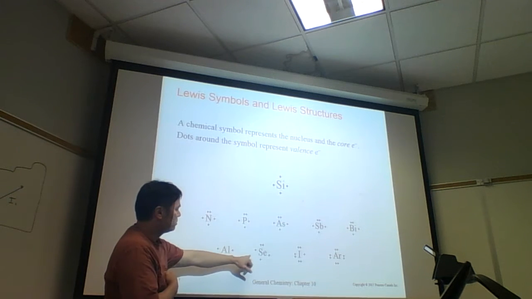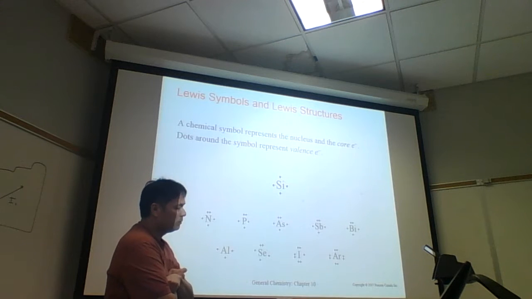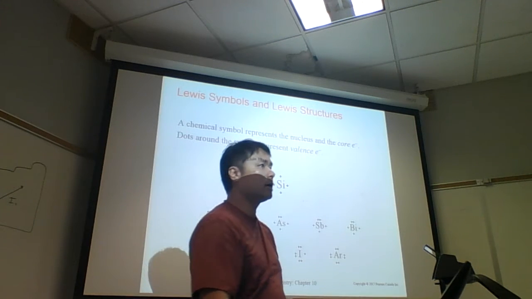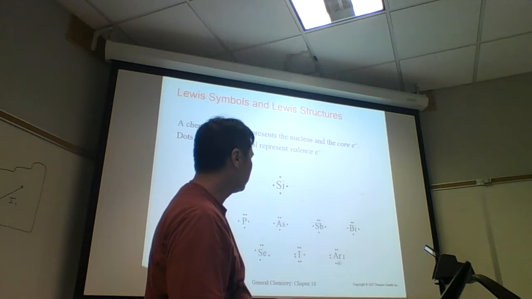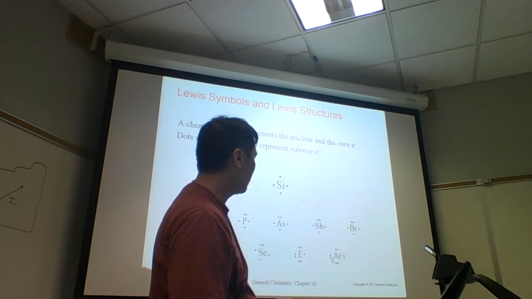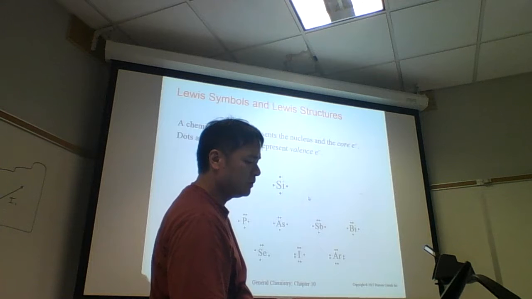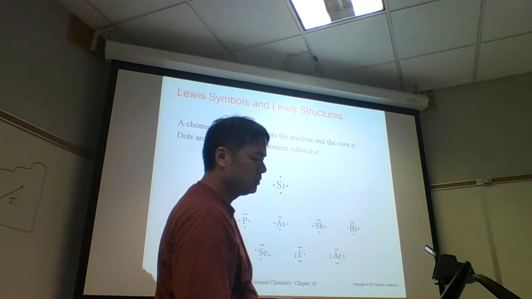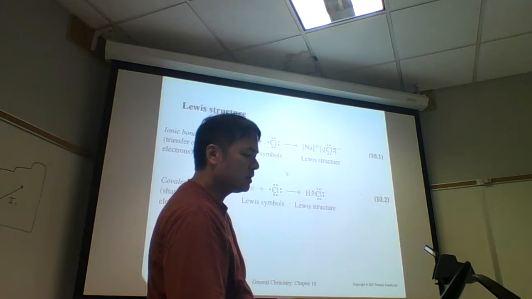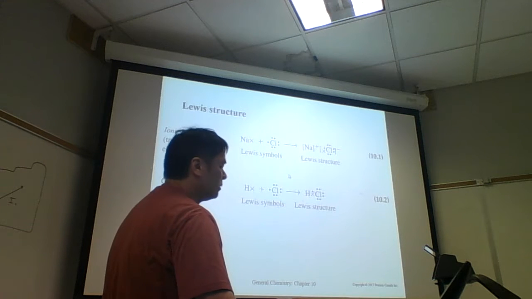Aluminum, this is going across, selenium, iodine, argon. Argon has an octet, you see. An octet is what we strive for, so we strive for 8 electrons here, unless it's hydrogen. If it's hydrogen or helium, we strive for a duet, which is 2. But octet, sometimes we can exceed octets as well.